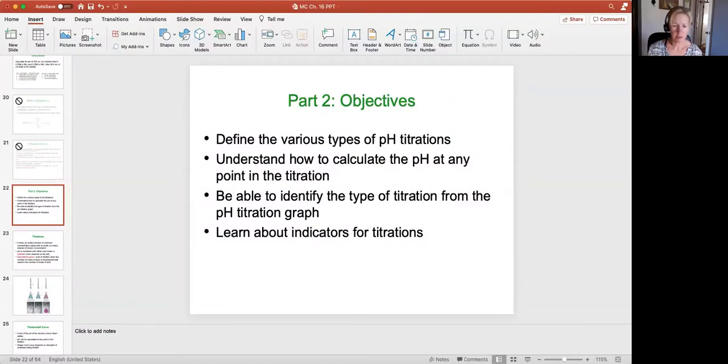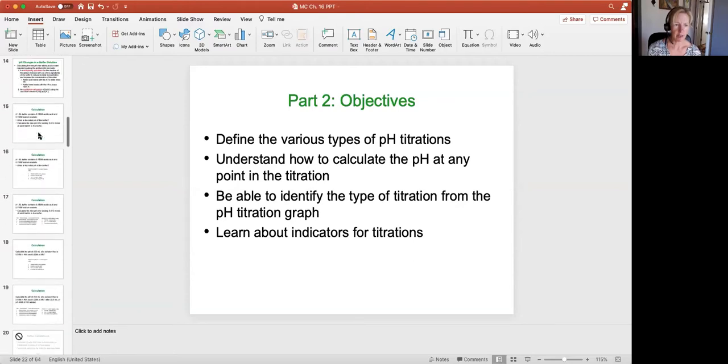So here are our objectives for today. We're going to define the various types of pH titration curves that you could run across in an acid-base titration. We're going to understand how to calculate the pH at any given point in a titration. We're going to identify the type of titration from the pH titration graph. So if I show you a graph, you should be able to identify what type of pH titration that is. And then we're going to learn about indicators that we use in titrations.